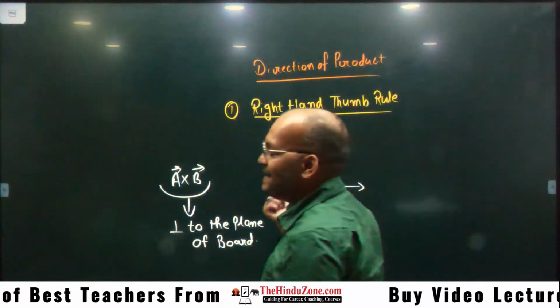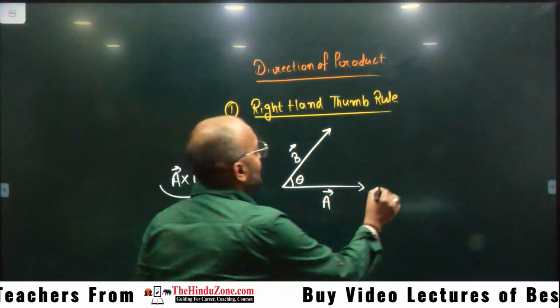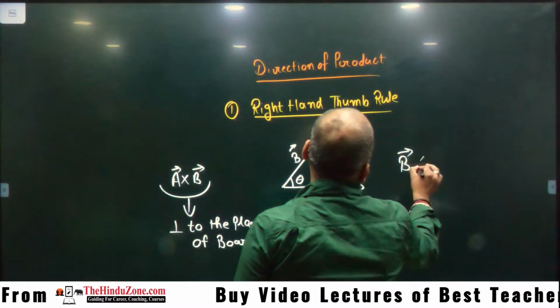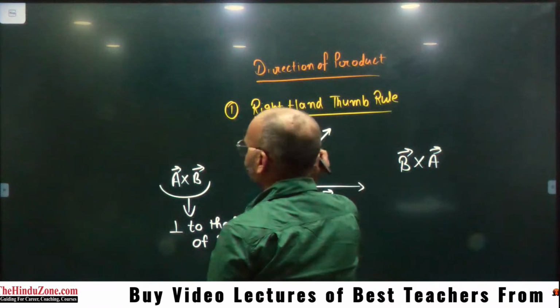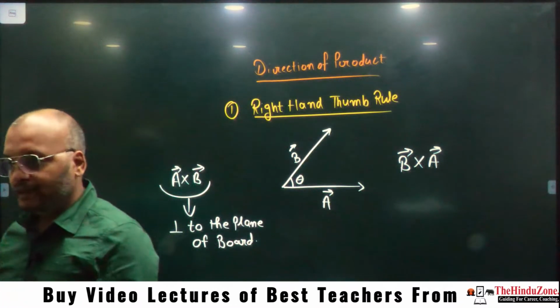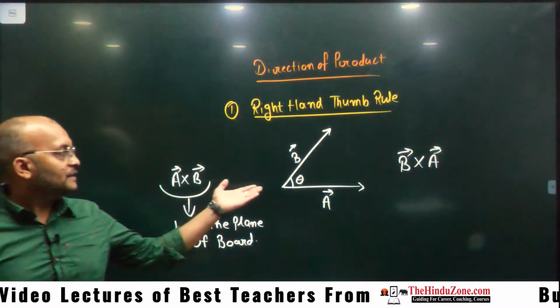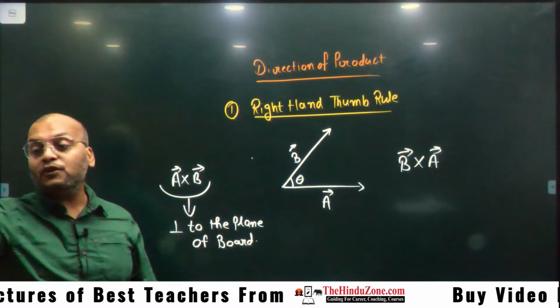Understood. Now, please tell me what will be the direction of B cross A. If I do B cross A, what will be the direction? Inside. That's very easy for you, huh? Just opposite of it. What about you all?